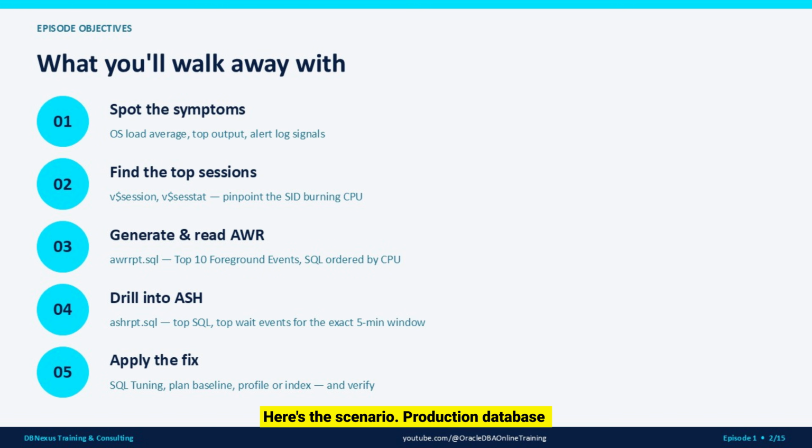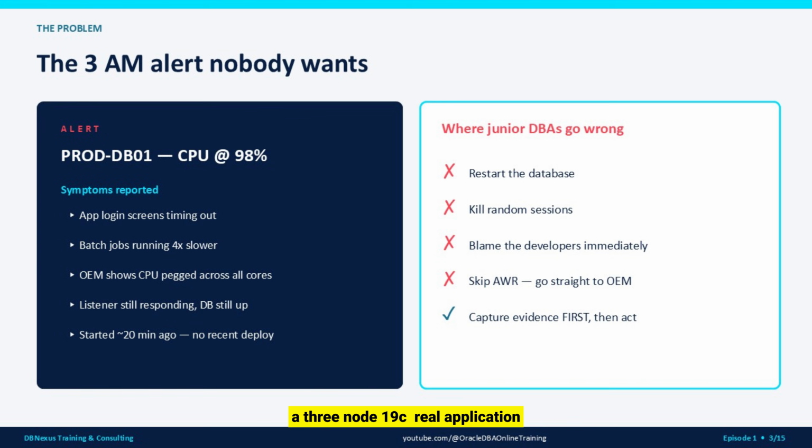Here's the scenario. Production database 01, a 3-node 19c Real Application Clusters database. CPU pegged at 98%. Application login screens timing out. Batch jobs running 4 times slower. The listener is still responding. The database is still up. It started 20 minutes ago.